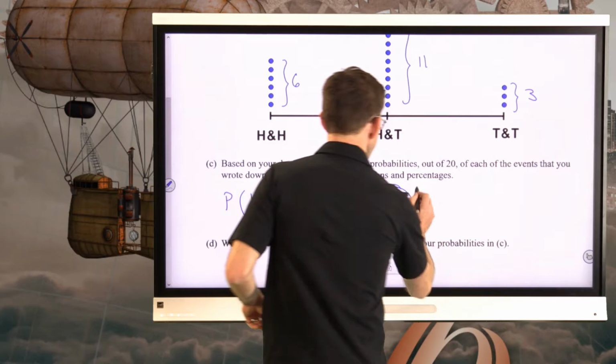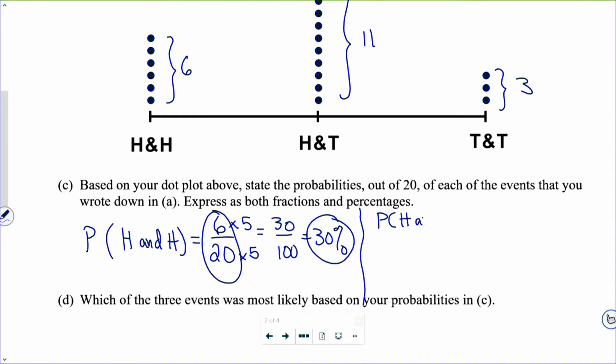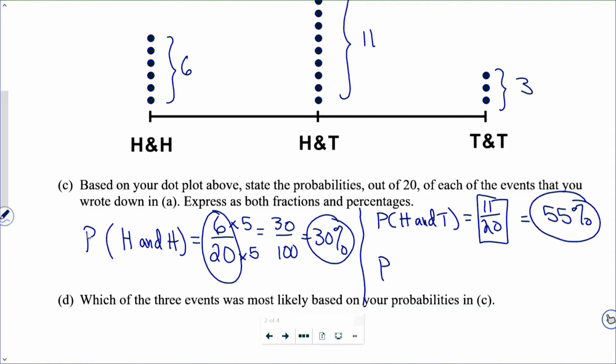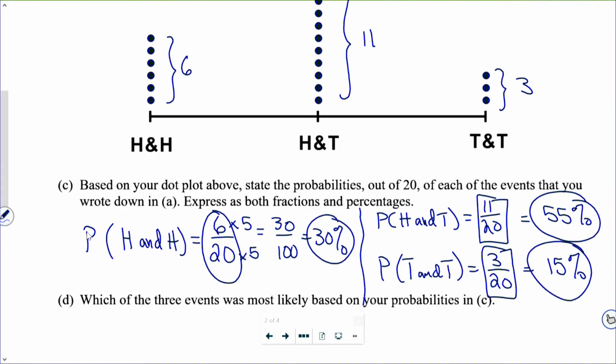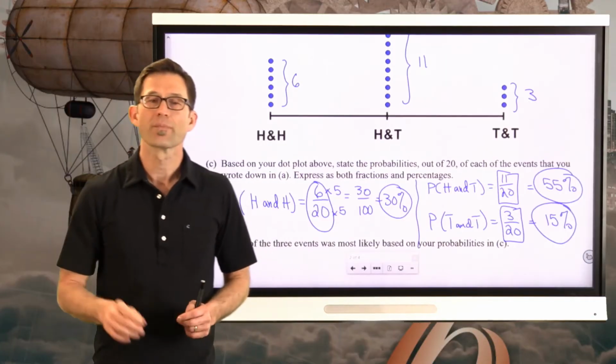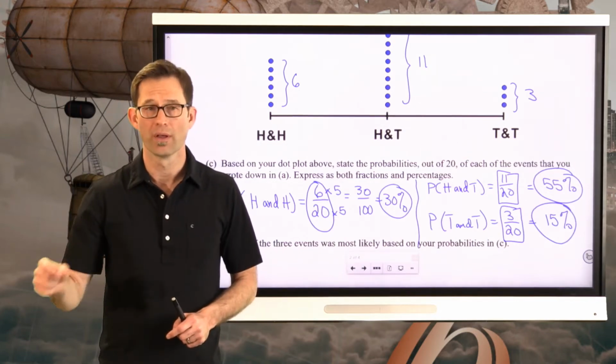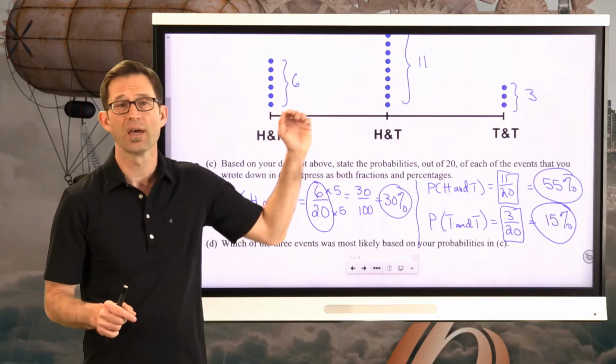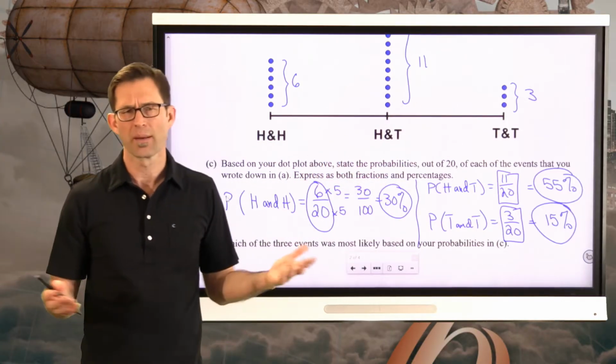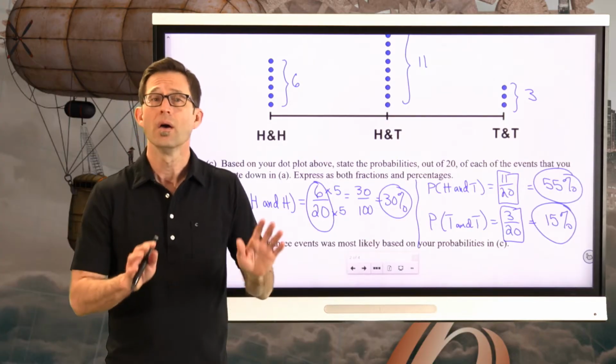All right, so let me see if I can squeeze them in here. The probability that I got a head and a tail would be 11/20ths, all right? And if I converted that into a percent by multiplying both top and bottom by 5, it would be 55%. And the probability that I got a tail and a tail would be 3/20ths, which again, if I multiply numerator and denominator by 5, would tell me 15%.